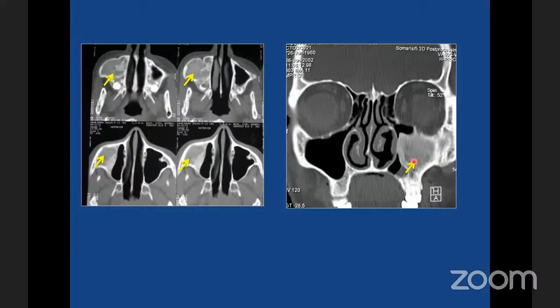This is ground glass opacity involving the zygoma as well as the maxilla, basically encroaching the maxillary sinus. This is nothing but fibrous dysplasia.